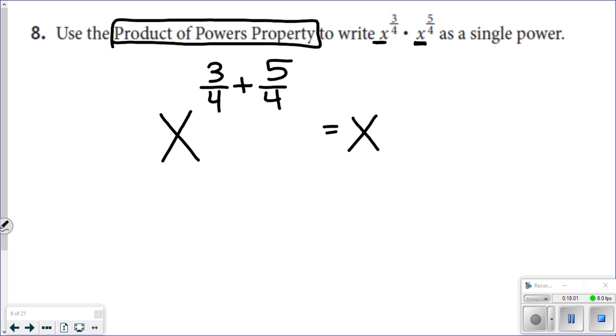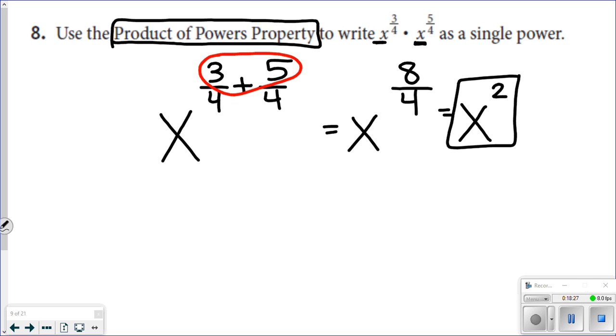These fractions have the same denominator, which is 4. So I can add them. So I keep the denominator. And then I add my numerators. So I'm adding 3 plus 5, which gives me 8. Ooh, but these 8 and 4 are both even. What's 8 divided by 4? 2. So x squared, or x in the 2nd power, is our answer here.